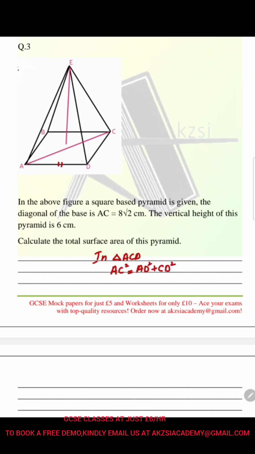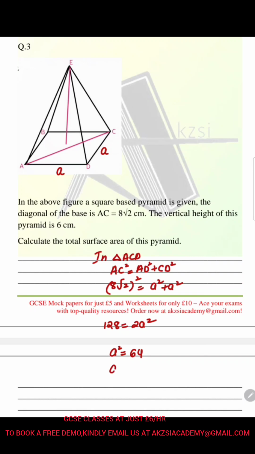Because it's a square, this and this are both the same. So let's say this is A and this is A as well. In place of AC, I'll write 8 root 2 whole squared, and in place of AD, I'll write A squared. In place of CD, I'll write A squared. So this is going to be 64 times 2, which is 128, equal to 2A squared. Dividing both sides by 2, I'll get A squared equals 64.